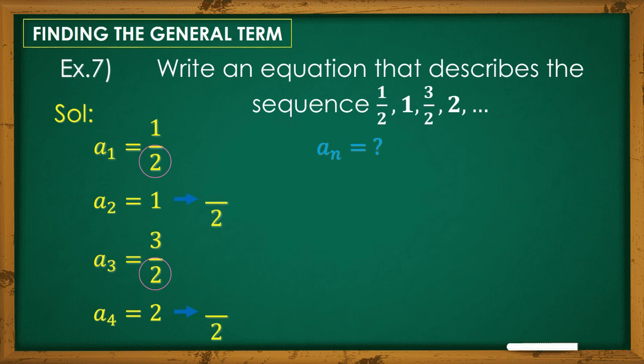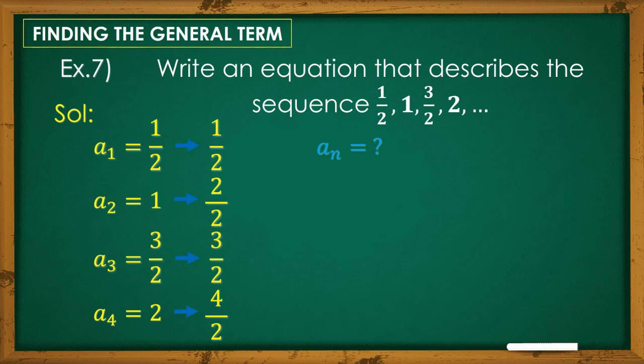Let's start with 1. Anong fraction na equivalent sa 1 na ang denominator is 2? That is correct. 2 over 2 is equivalent to 1. How about our a sub 4, which is 2? Anong fraction ang equivalent sa 2 na ang denominator is also 2? Correct, that is 4. Because 4 halves or 4 over 2 is equivalent to 2. That gives us all fractions in our sequence: 1/2, 2/2, 3/2, and 4/2.